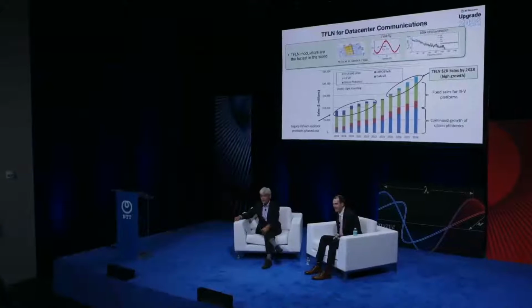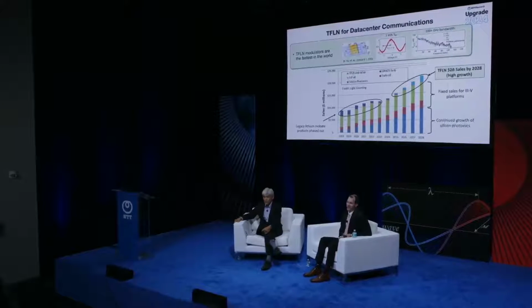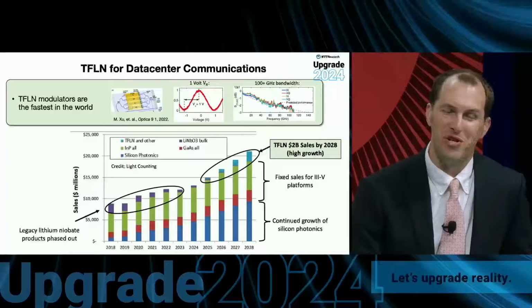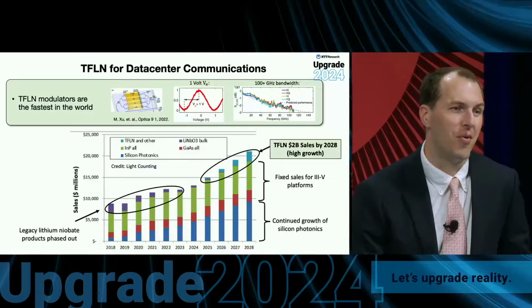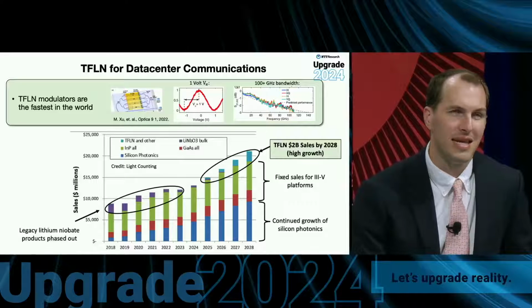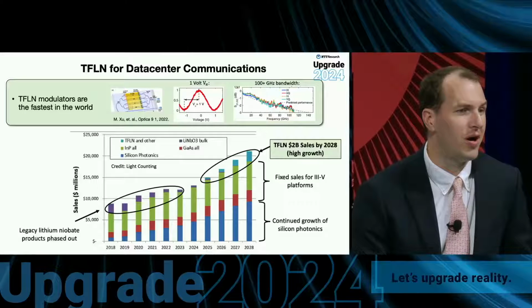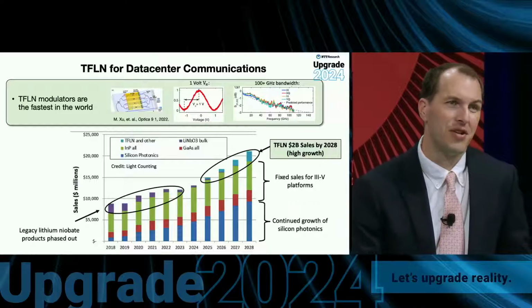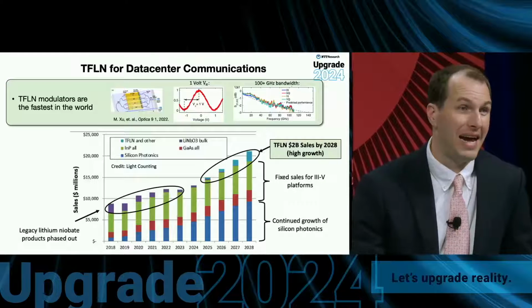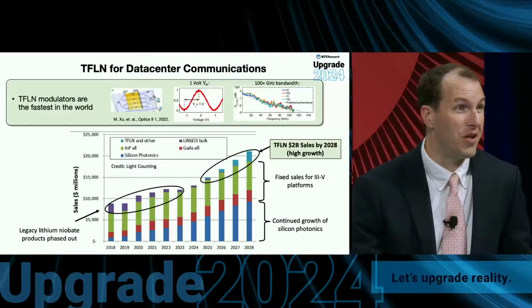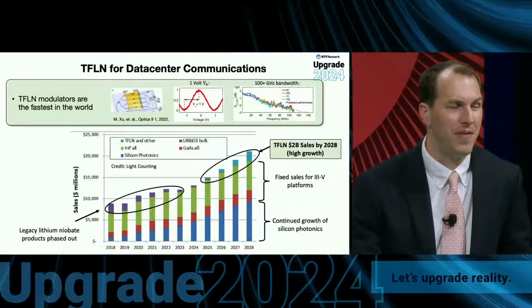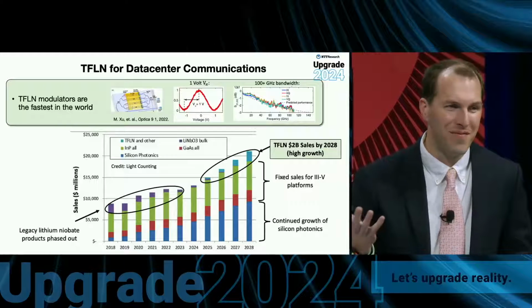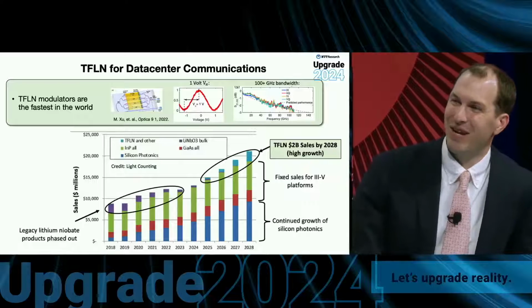Yeah, I mean, this chart tells a few different stories. It really shows what's going on in communications right now. For one, the purple bars are legacy lithium niobate products. These are the generation of products that were around for the first telecommunications boom when the fiber networks were being rolled out. But that technology is legacy, and it's really being replaced by thin film lithium niobate right around now, right around 2024.